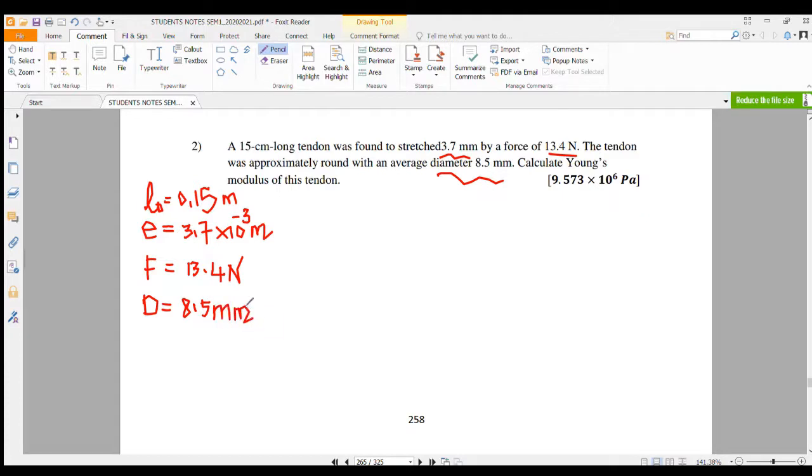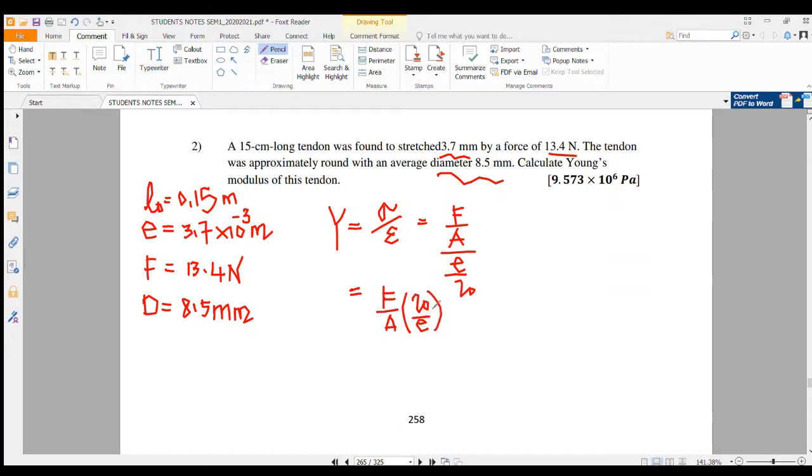So calculate the Young modulus. This one is easier, because Young modulus equals stress over strain, where our equation is F over A, and then elongation over original length. After we rearrange the equation, you will get F over A and then original length over elongation. So you substitute with the values. The F is 13.4, the original length is 0.15, and the area.